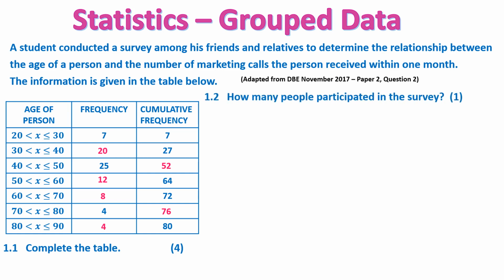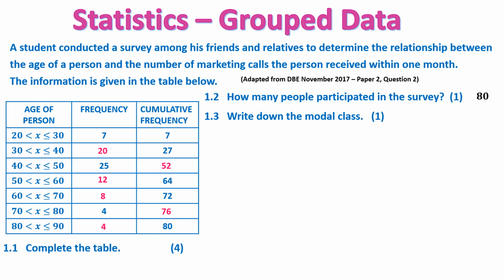The next question is, we asked how many people participated in the survey. Well, if you add the frequency column, you will get 80. But hopefully you notice that 80 is also the total, or the last number, in my cumulative frequency column. Because remember, cumulative frequency just means I keep accumulating the frequencies. So by the time I get to the end, I've included all my frequencies. So 80 will be how many people participated in the survey.